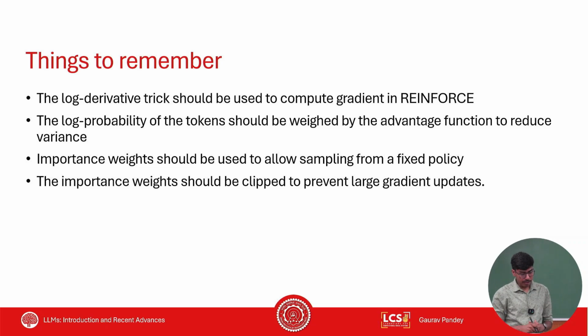And finally, we used importance weights so that we can sample from a fixed policy rather than keep sampling from the updated policy. So in PPO, you sample from a fixed policy, do some updates of PPO, and then update the fixed policy again. So it's not like you will always fix the policy; the fixed policy will also keep getting updated from time to time. And finally, PPO does this clipping of importance weights to prevent large gradient updates.